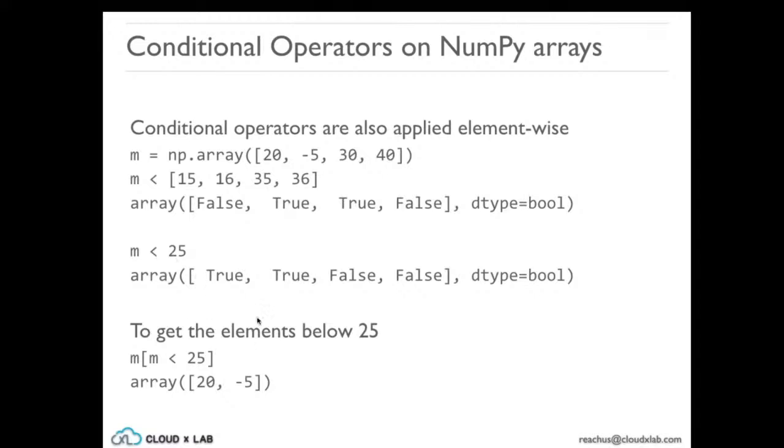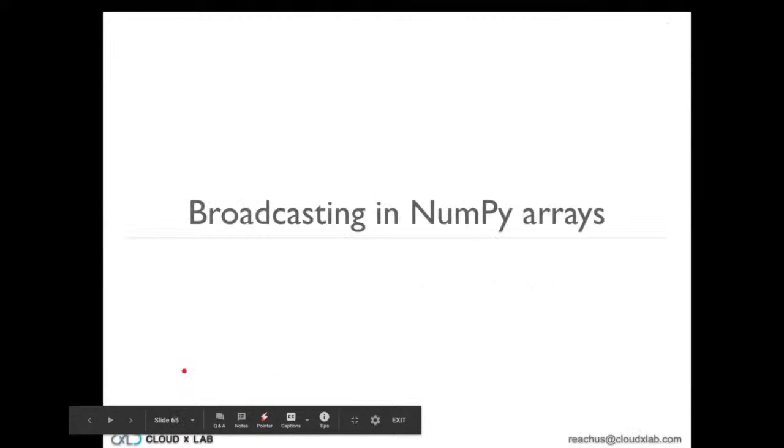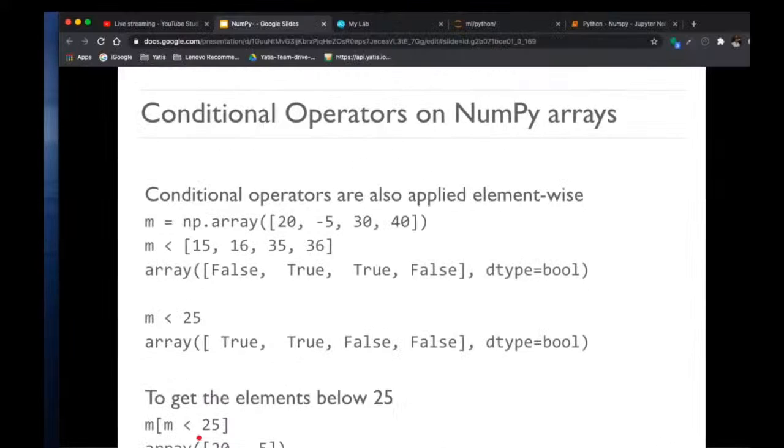I can use 25 over here as well, it doesn't matter. What I can also do is this comparison, m is less than 25, and I just want to find the items in m where the individual values are less than 25. I can use this also. For example, I take m and ask for the values in m less than 25, and I would get something like this. Okay, so we will see that before we go to broadcasting.